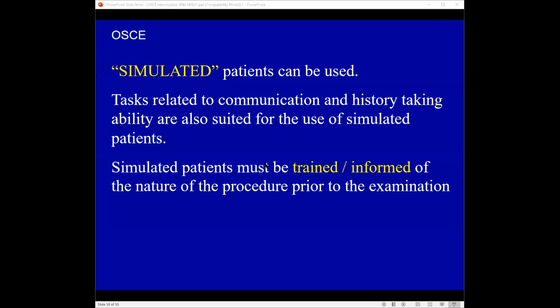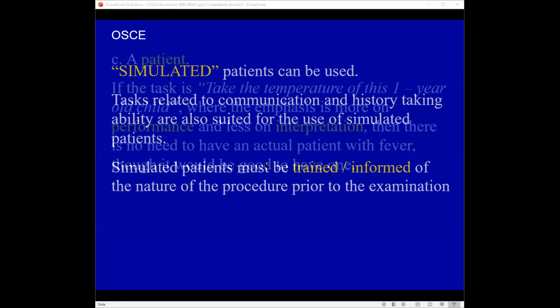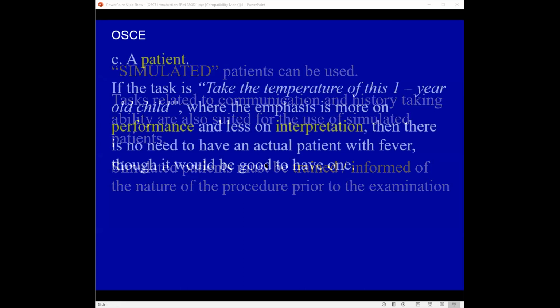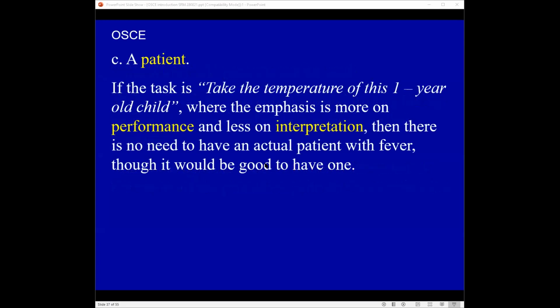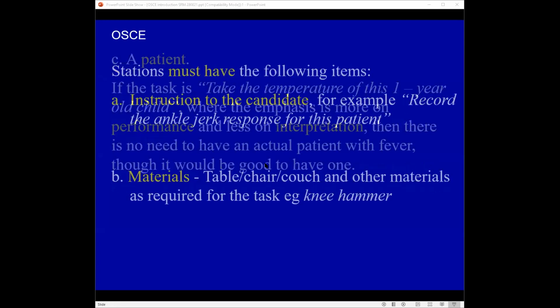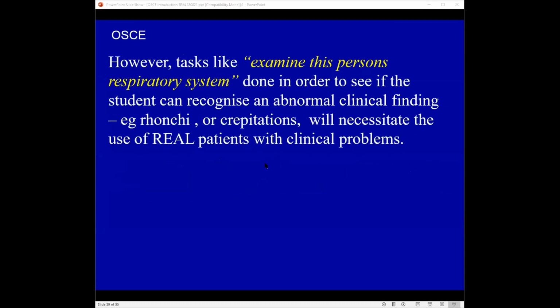So, like I said, we need an instruction, we need materials, we need a patient. Now, a task like examine this person's respiratory system, where we want to actually look whether the student can recognize an abnormal finding, like for example, rhonchus or a crepitation, we will then require a person who actually has that sign. So there we may need to use a real patient with a clinical problem, right?